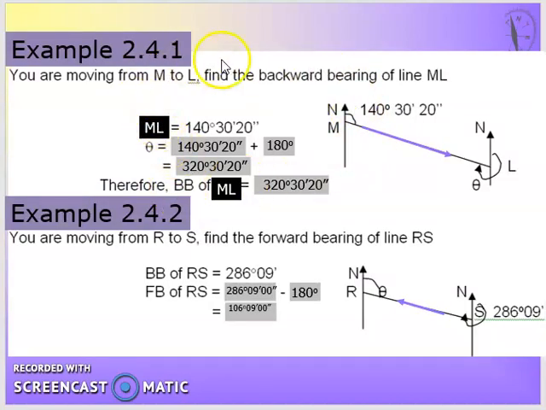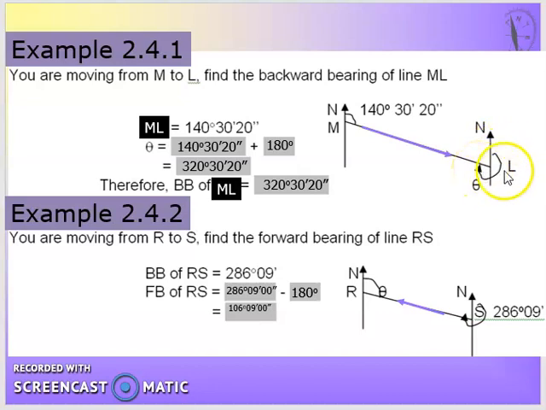Let's look at this example. If you are moving from point M to point L, and you have measured this particular angle to be 140 degrees, 30 minutes and 20 seconds, you want to find the backward bearing of the line ML. Remember, for the backward bearing of the line ML, you draw the north at the end of the line, which is at L here, and you rotate in a clockwise direction from the north towards the line. That is the angle we are talking about.